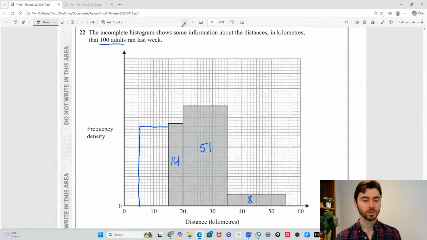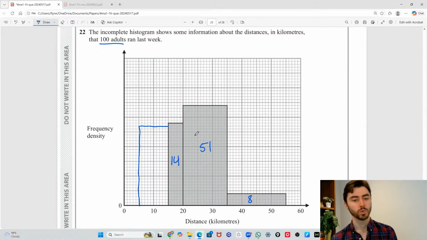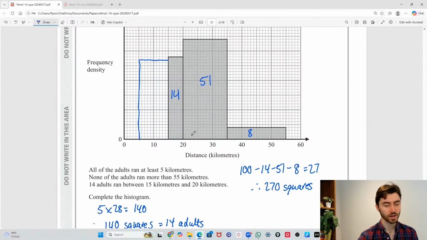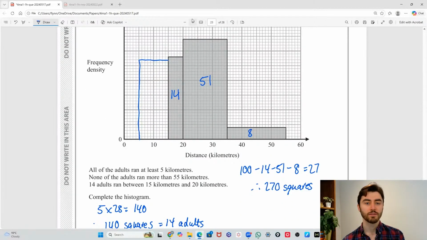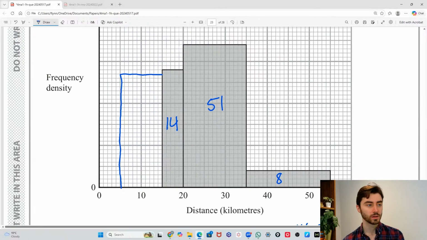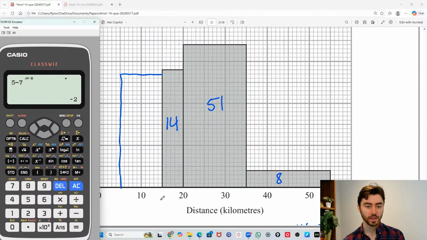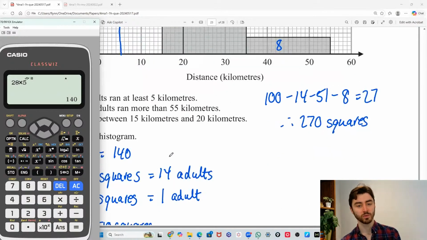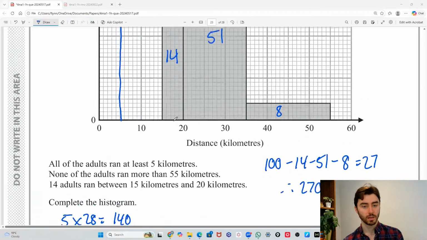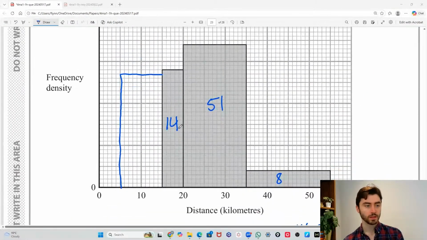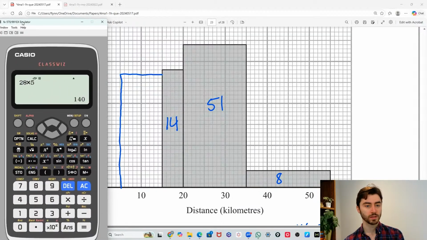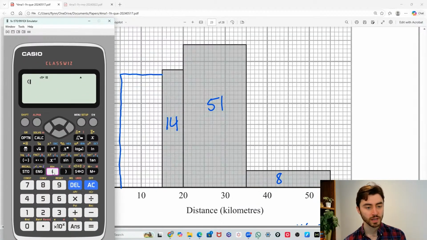What I'm going to do here is work forwards and make sure I get an answer of 100. So I'm correct that that is 10, 25, 6, 7, 28. So 28 times 5 is 140. So 140 squares is equal to 14 people. That's correct. So then what I would need to do is to work out the total number of squares if what I've done is correct.